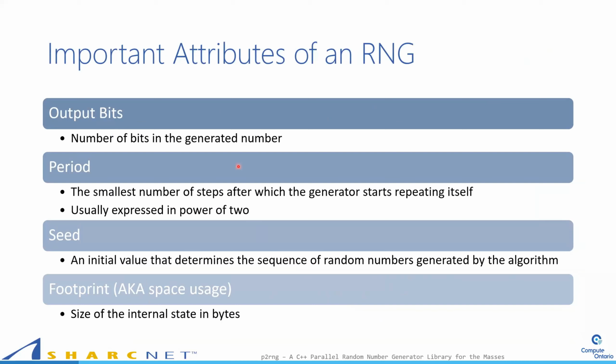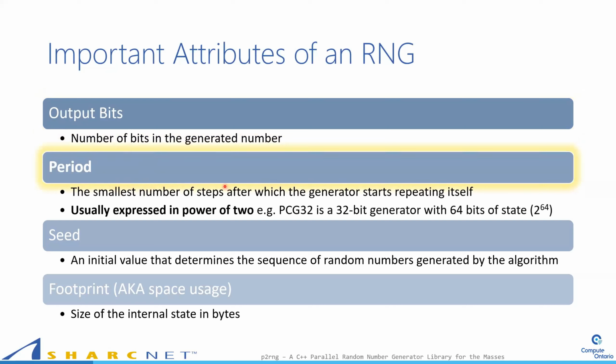Despite being one of the early ones, LCGs have some characteristics that make them very suitable for parallel random number generation. Let's review some important attributes of RNGs that we need during this talk. Output bits is the number of bits in the generated number. For example, Lehmer64 generates 64-bit integers.